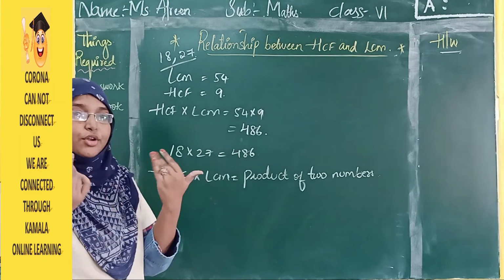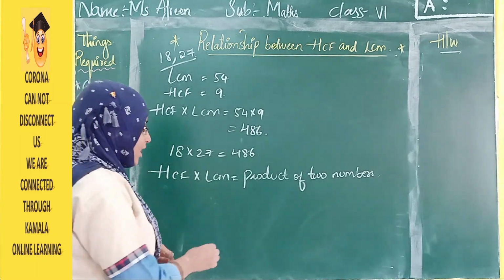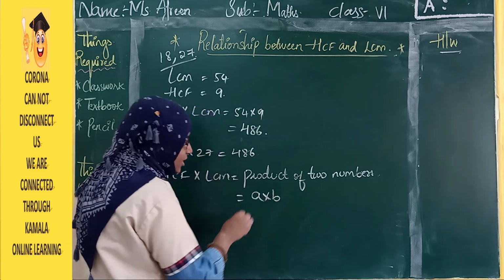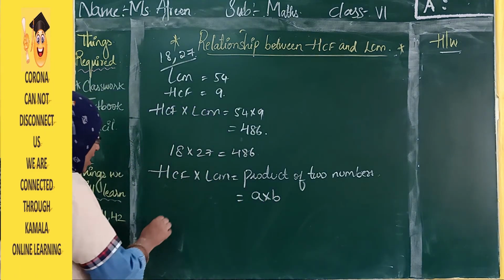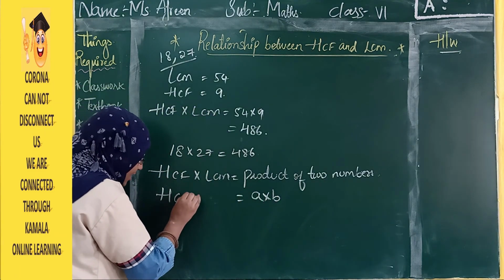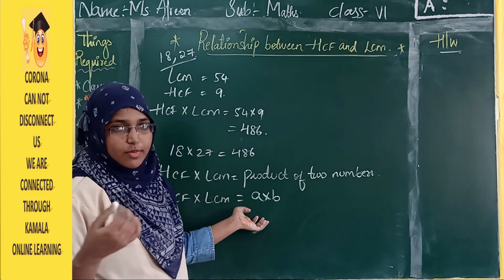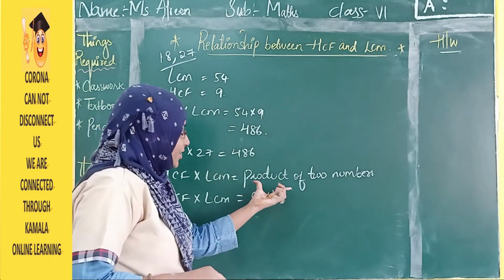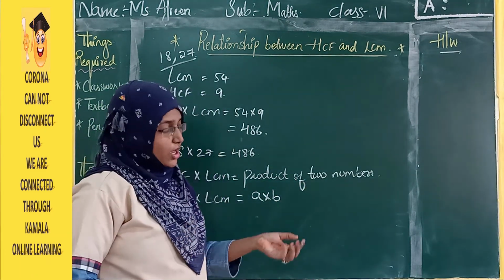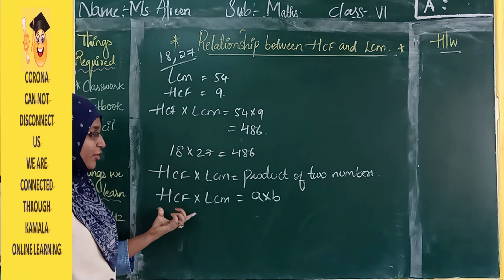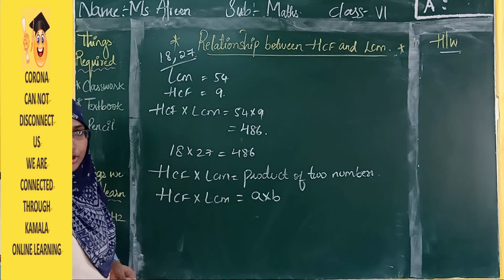But we don't know what those numbers are, so we are taking some numbers A into B. HCF into LCM is equal to A into B. Then don't say, teacher, A and B are some other values. We are taking the product of two numbers, meaning any two numbers, so I have taken here A and B. So what is the relation? HCF into LCM is equal to A into B.